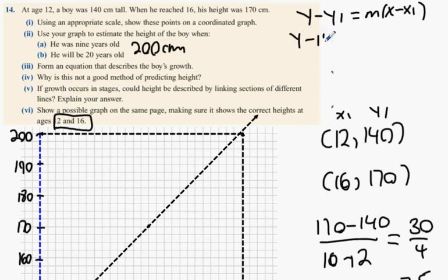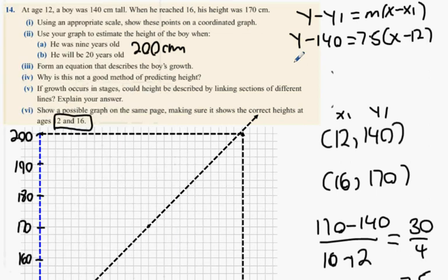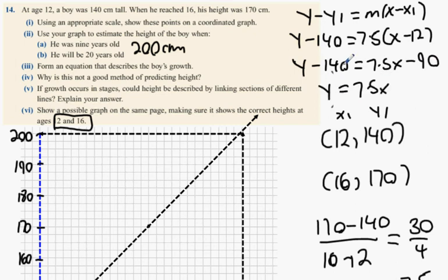Y take away 140 equals, what's the slope? 7.5 times x minus 12. Okay, give me a second for that. What's 7.5 times 12? I think it's 80. 90, excuse me. 90. Y minus 140 equals 7.5x minus 90. Y on its own is 7.5x plus what? 50.